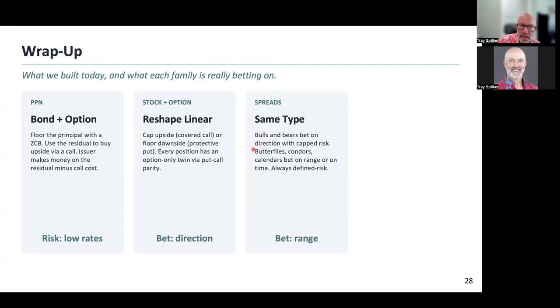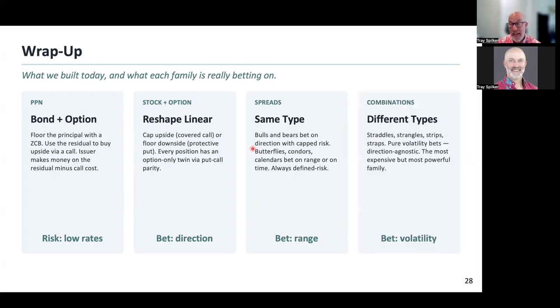And we can also look at butterflies and condors and even calendars as a bet on the range that the stock will stay within. So all of these are spreads that effectively say the share price will remain within a certain range, whether it's a bull or bear spread, butterflies, condors, or calendars. It's really a bet on low volatility, and that they stay within a range. Combinations are the opposite. That is, it's a bet on volatility, combining puts and calls to create straddles, strangles, strips, and straps. These are pure vol bets and typically directionally agnostic.